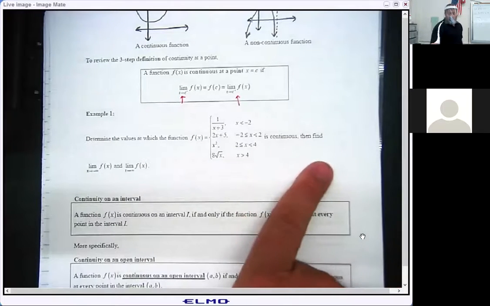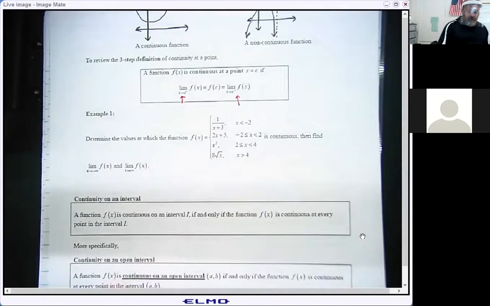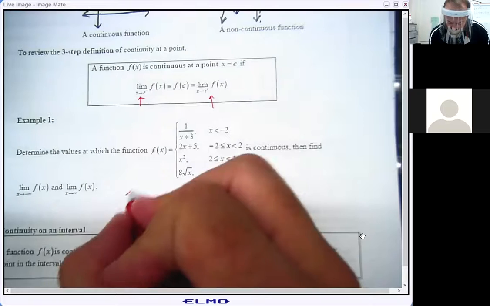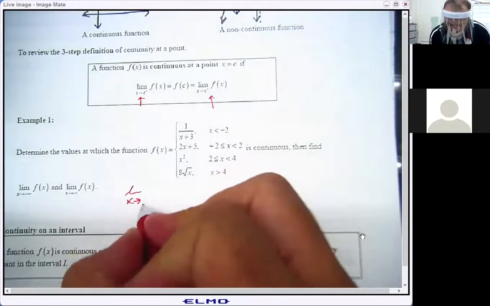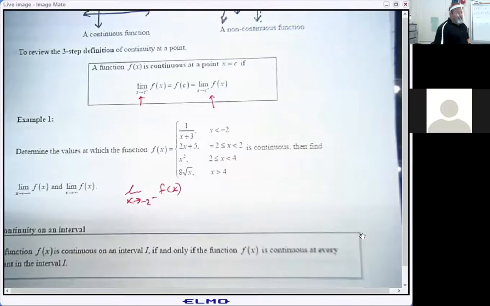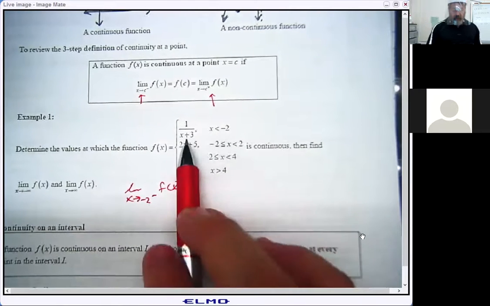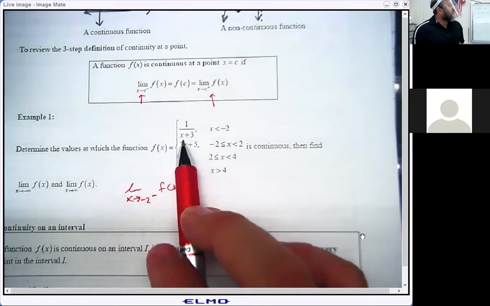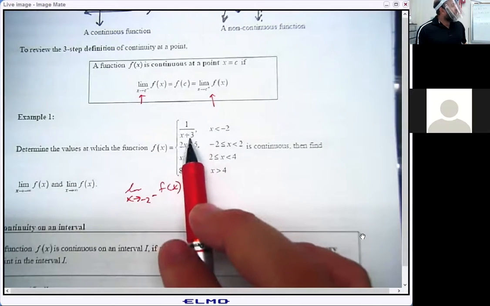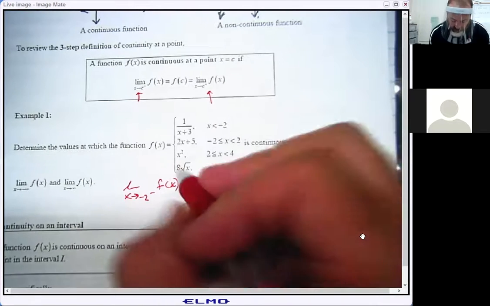So let's find out if in fact this function is continuous. What I want to look at right here is what happens as I approach -2 from the left side of f of x. As I get really, really close to -2 on the left side, what is this thing getting very, very close to? It's 1 over 1, so it appears to be 1.